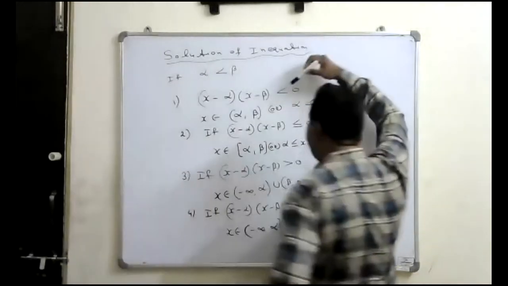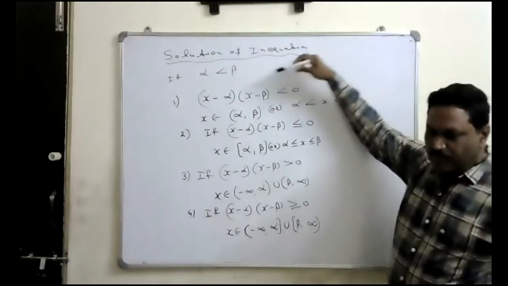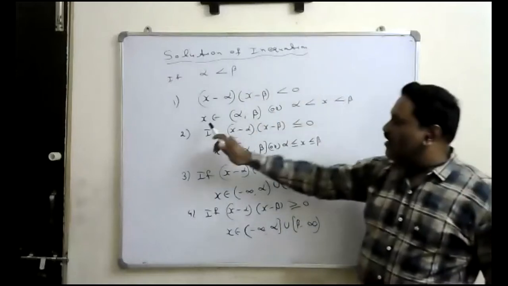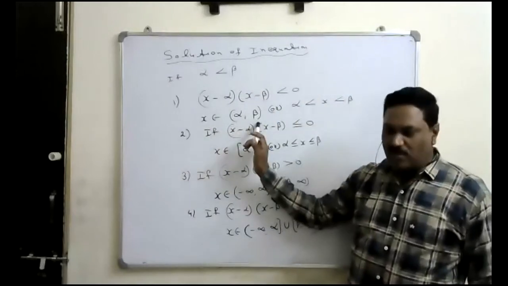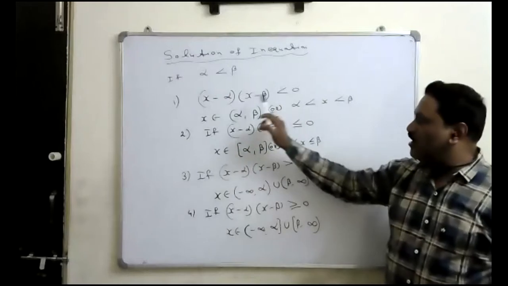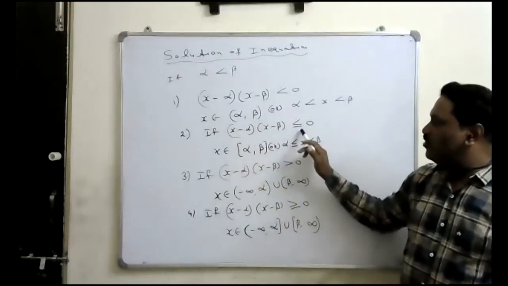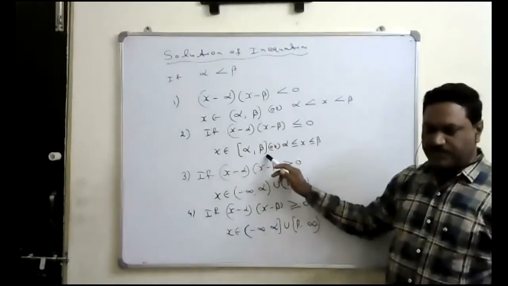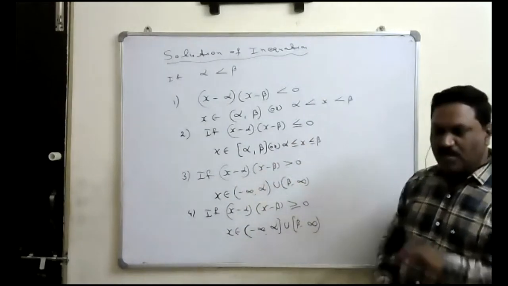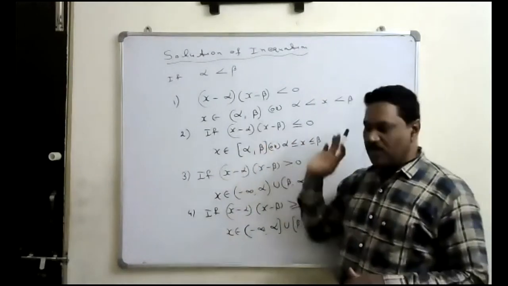When the product of those factors has a negative sign, then x lies between alpha and beta. X belongs to alpha comma beta. If equality is not there, you have to keep the open bracket. If equality is there, you have to keep the closed bracket. That's the only difference. Okay. Equality is there, closed bracket; equal to is not there, open bracket.